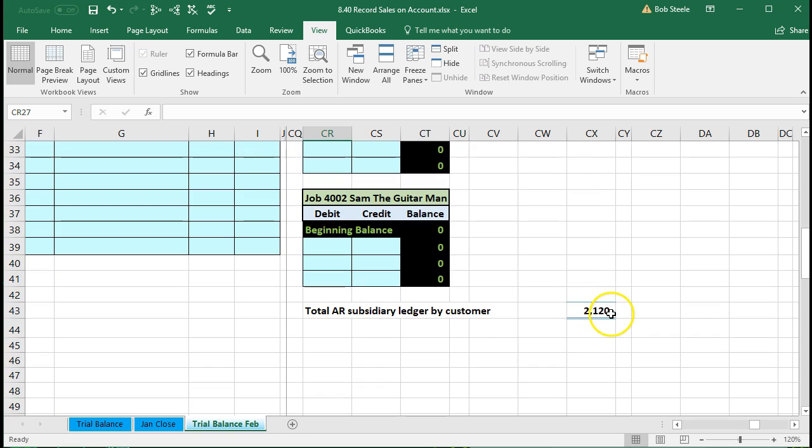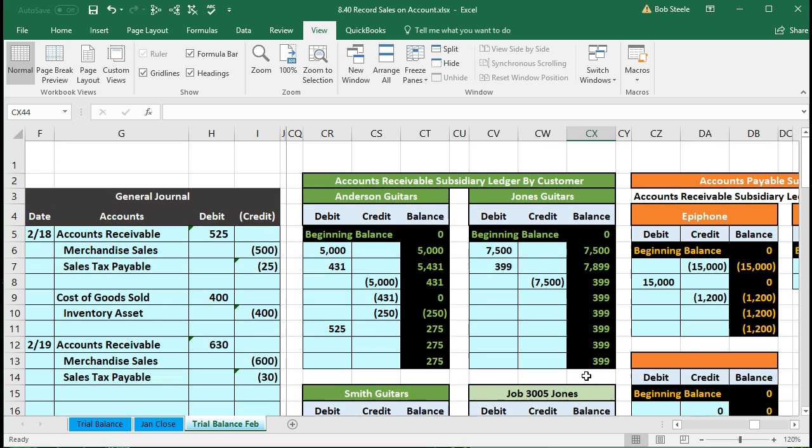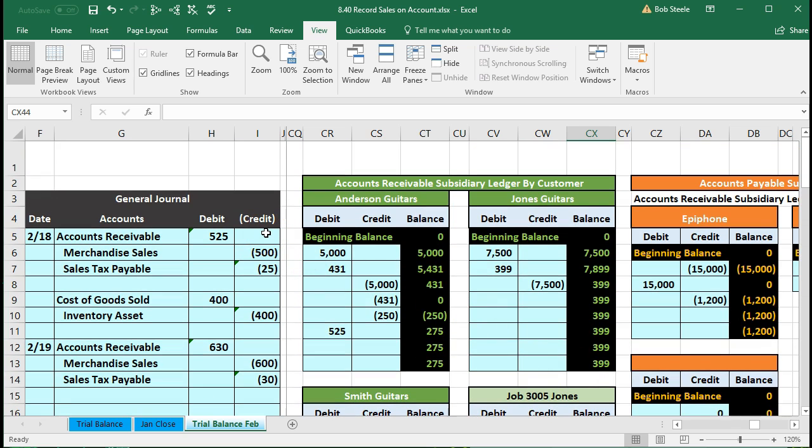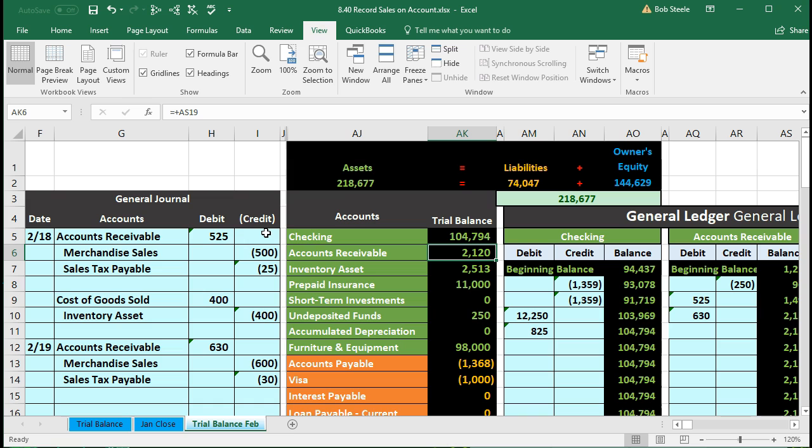If we add up all of the accounts then, it should add up to 2,120. That then, hopefully, will also be on the trial balance. Let's check that. I'm going to put my cursor right on the other side of the freeze panes and then go right. So it just pops over there. And there's the balance, 2,120.